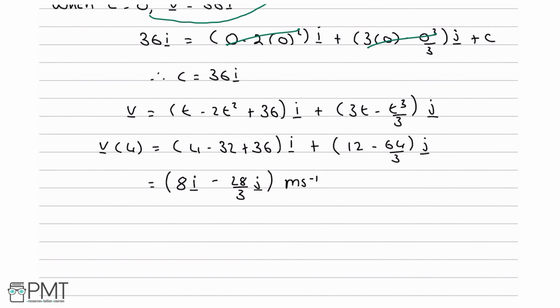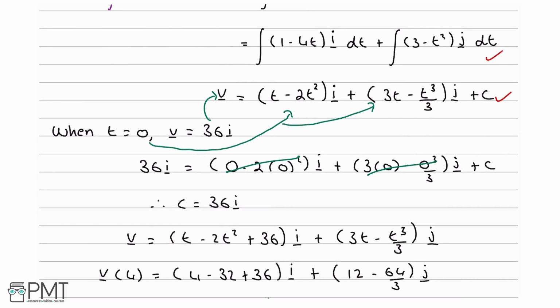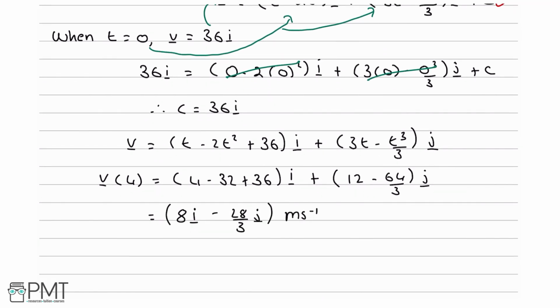So this question is worth 3 marks. Your first mark comes from integrating a with respect to t to obtain your velocity. So that gets us from up to here. Your second mark comes from getting the correct velocity function with your constant. And your third mark comes from using the initial condition we've been given to find the value of your constant, plugging in t equals 4 to get the correct final answer.